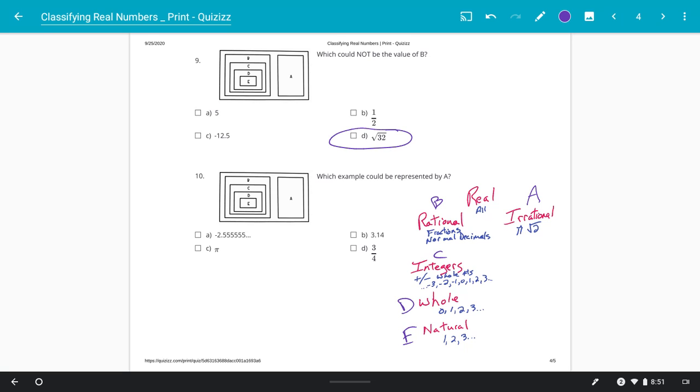Last one, number 10. What could be represented by A? Again, we're looking for an irrational number. And pi is the most famous irrational number. There you are. There's your explanation of yesterday's quiz. Hope that's helpful for you.